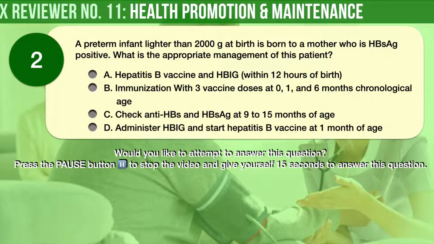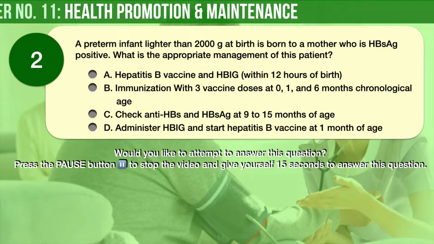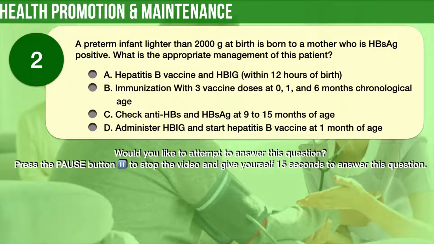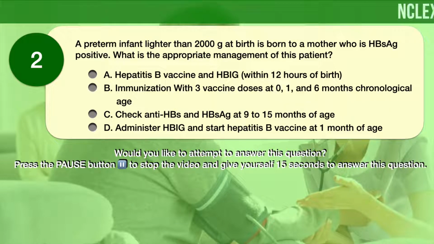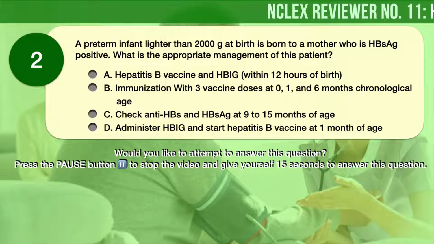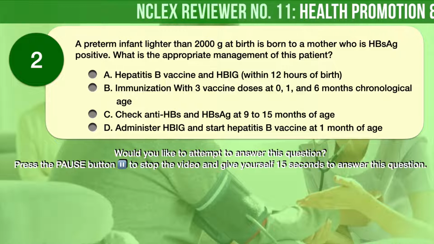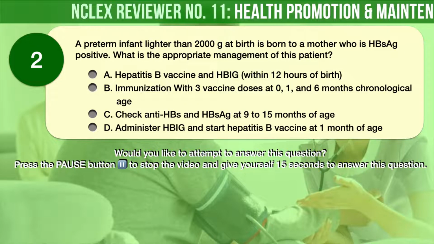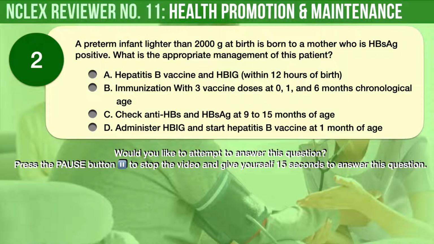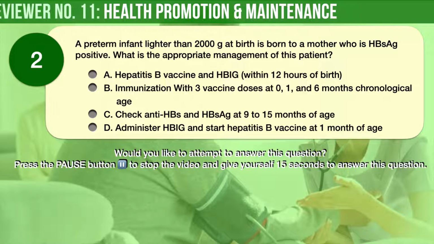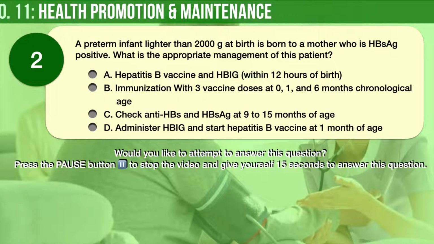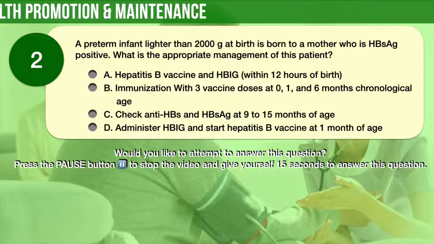Question number 2. A preterm infant, lighter than 2,000 grams at birth, is born to a mother who is hepatitis B surface antigen positive. What is the appropriate management of this patient? A. Hepatitis B vaccine and HBIG, within 12 hours of birth. B. Immunization with 3 vaccine doses at 0, 1, and 6 months chronological age.